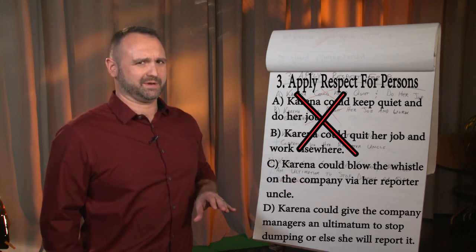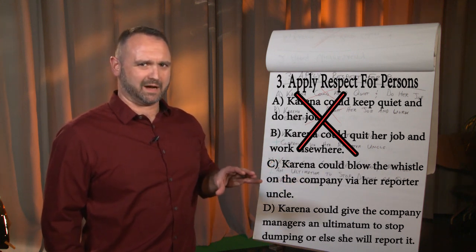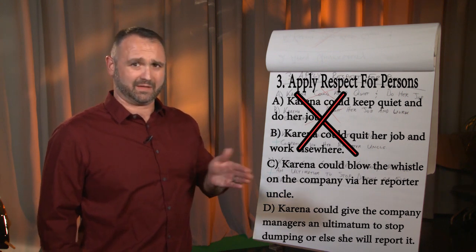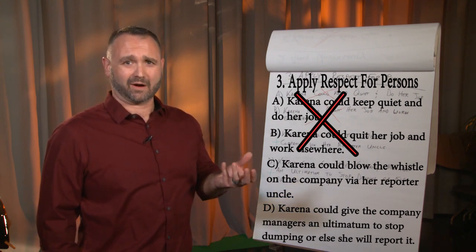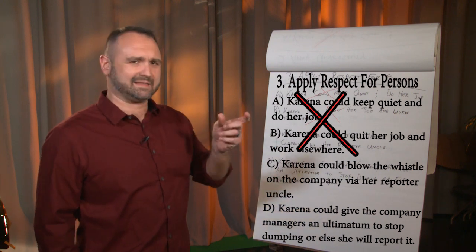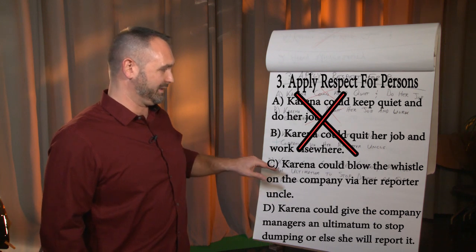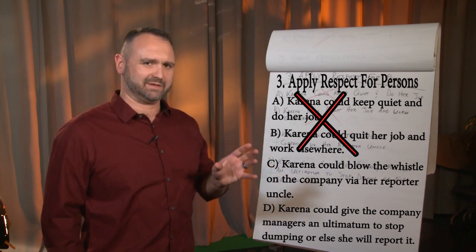Well, we have to remember here that motives matter for Kant. The why we do something, making ourselves act a certain way because it's the right thing and for no other reason, is what gives our actions moral worth. We have to take that into account here. Why Karina blows the whistle or why Karina confronts the company manager has to be considered.